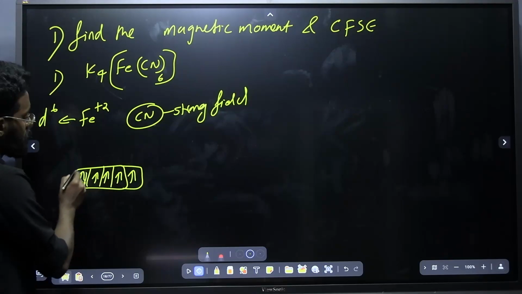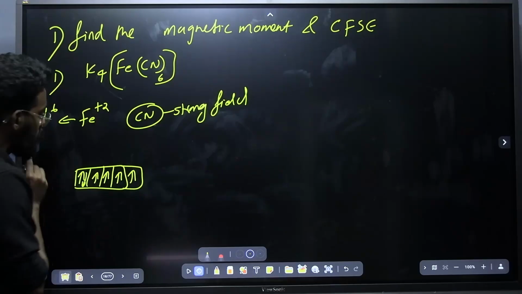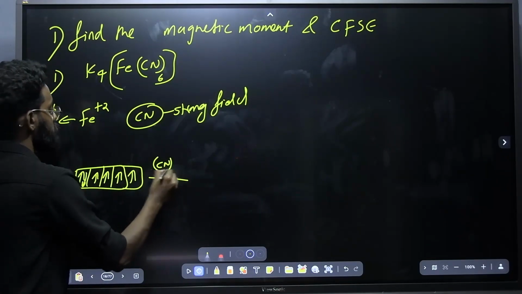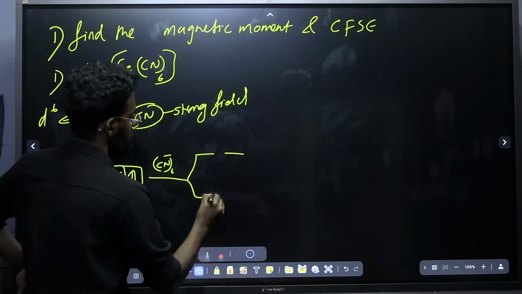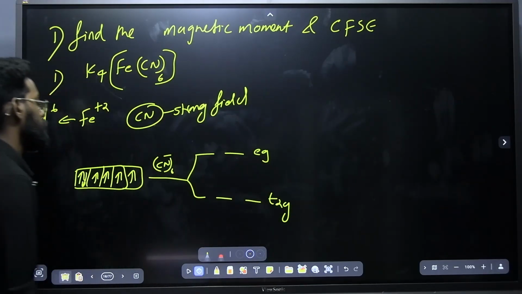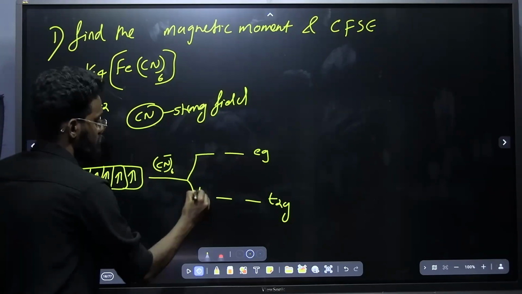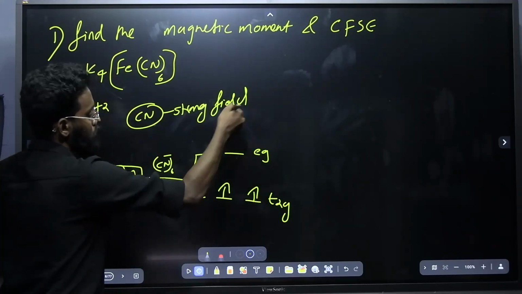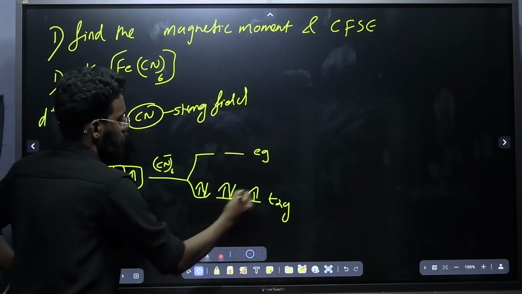Before the ligand comes, this will be the order of electrons in the d orbital, following Hund's rule. Now what happens when the ligand CN approaches? It will split into t2g and eg. As it is a strong field ligand, there will be a higher splitting gap, so first the half filling, 1, 2, 3. Then it can't go to the higher level because the splitting energy is very high. It will be paired in the lower one.